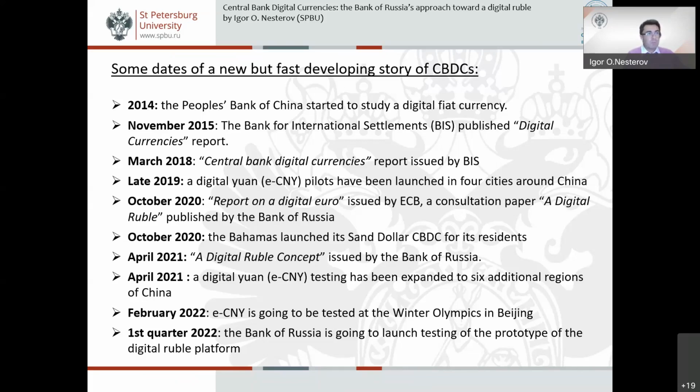In the foreword to this milestone report, the authors noted that the analysis of the two committees reflected, and I quote, initial thinking in this rapidly evolving area, and is a starting point for further discussions and research of CBDCs. So let me stress that, Igor, it was less than 4 years ago.